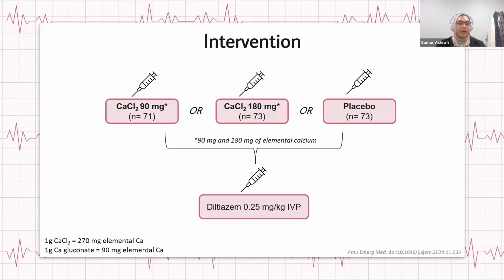And just of note, 1 gram of calcium chloride has 270 milligrams of elemental calcium versus a gram of calcium gluconate that has 90 milligrams. So in terms of volume that was used for the study, if the patients got 90 milligrams, they were getting roughly 3.3 mLs of the intervention versus 6.6 if they were getting the 180 milligrams.